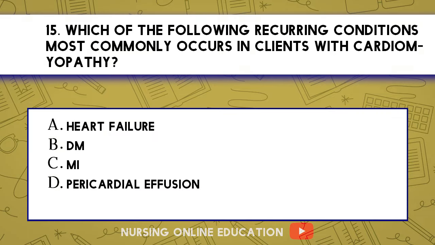15. Which of the following recurring conditions most commonly occurs in clients with cardiomyopathy? A. Heart failure. B. DM. C. MI. D. Pericardial effusion. The answer is heart failure.